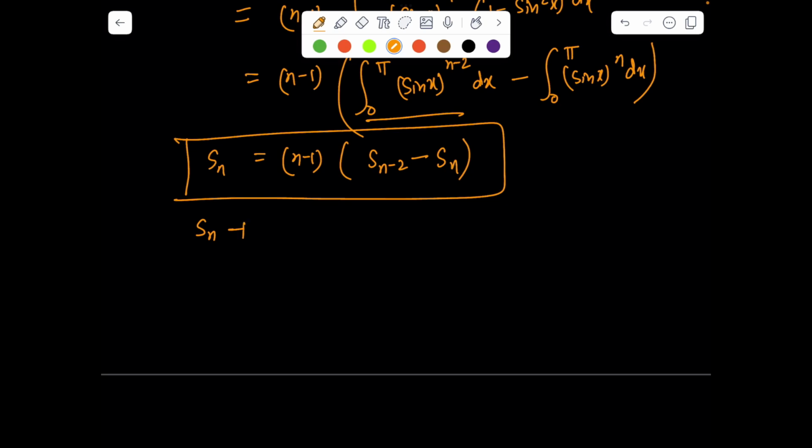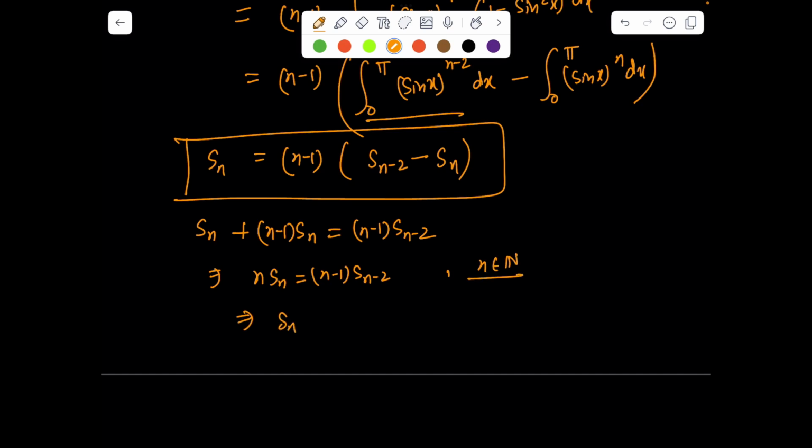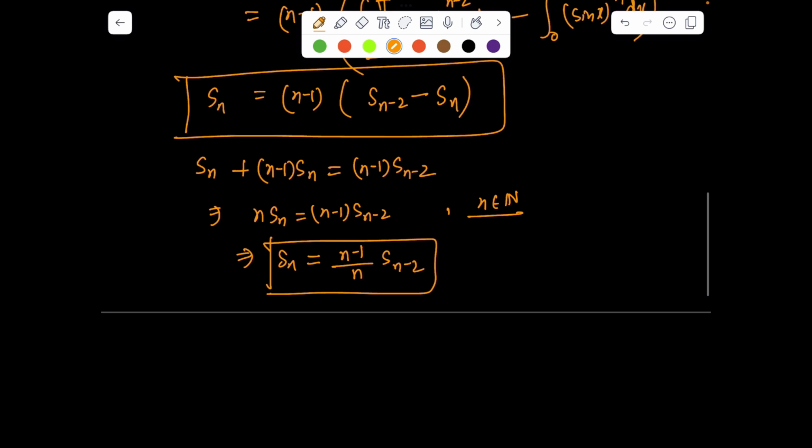So now we got a relation between Sn and its neighbors. It can be written as Sn plus (n-1) Sn equals (n-1) Sn-2, which gives you n times Sn equals (n-1) Sn-2. Since n is a natural number, clearly it's not 0, hence I can divide by n, and that gives Sn equals (n-1)/n times Sn-2. In fact, this is a route by which even Wallis's formula is proven, from 0 to pi/2, if you remember. So with this interesting result, now we are ready to tackle the problem.